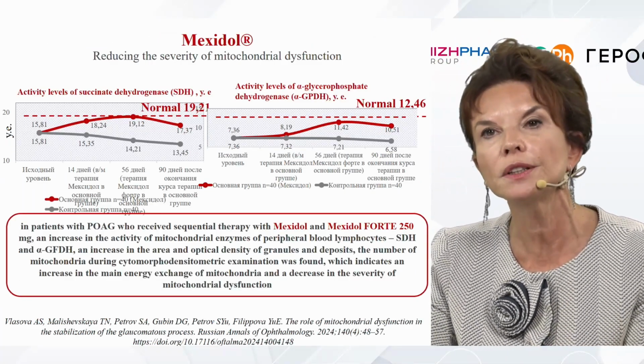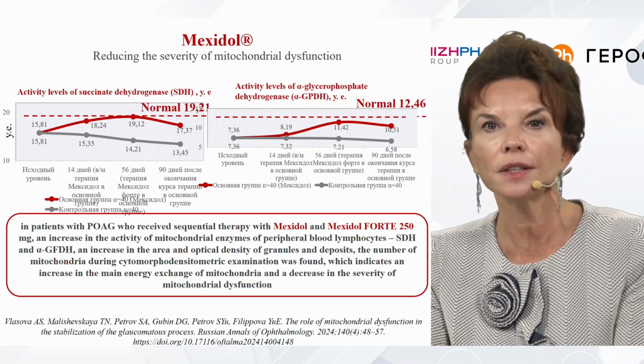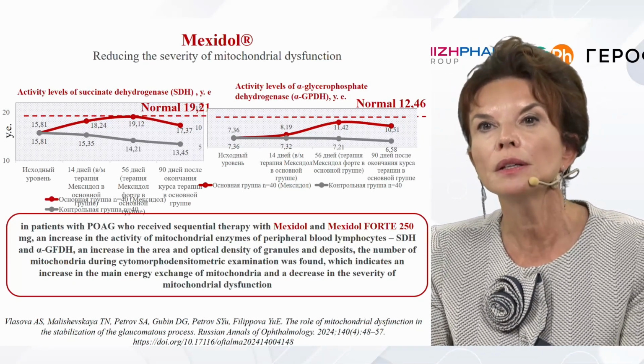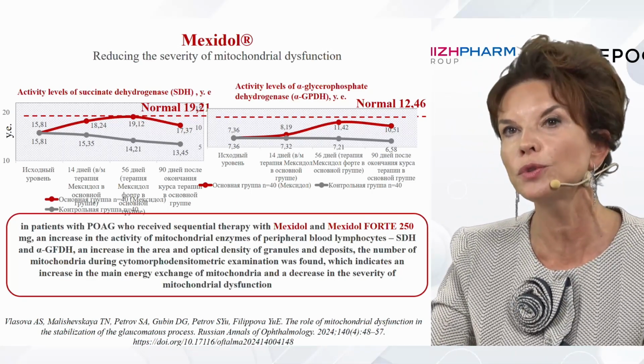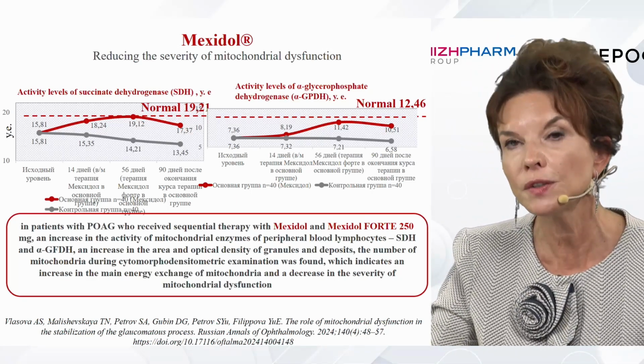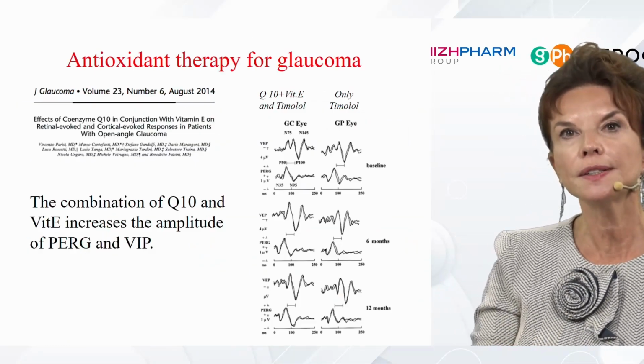Recently, we got the information that Mexidol can normalize the mitochondrial dysfunction. That was the study conducted at the Helmholtz Eye Disease Institute. Lymphocytes of the peripheral blood were studied. These are patients who were treated with Mexidol.